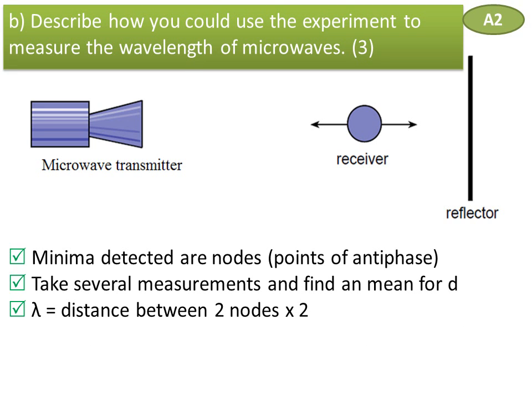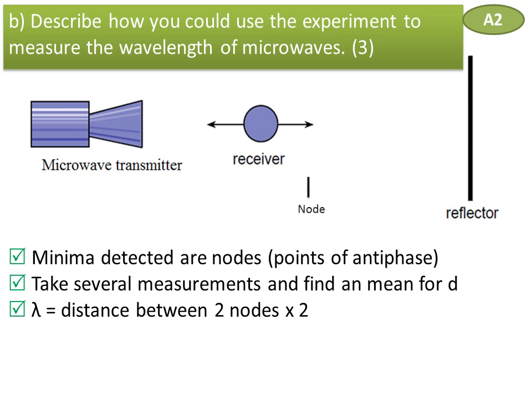Question B, we would detect, as we said, the nodes as we move the receiver along. One of the marks for experimental rigor here is for taking many measurements between the nodes and then using our calculation to figure out the wavelength. Distance between 2 nodes times 2 will get you that last mark.